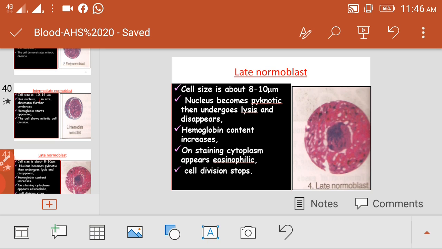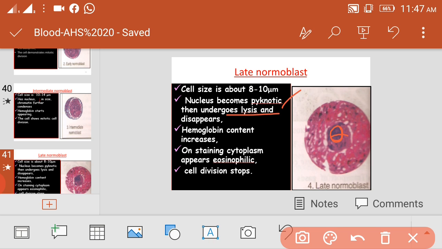Next, coming to the late normoblast. Here the cell size again decreases, to 18 to 20. The nucleus becomes very small, and attains a pycnotic state, then undergoes lysis. Understood? It will disappear. The nucleus becomes pycnotic and undergoes lysis and disappears. The hemoglobin content increases.